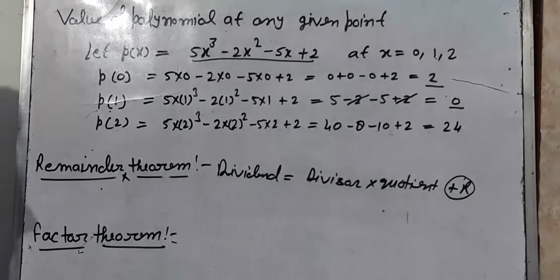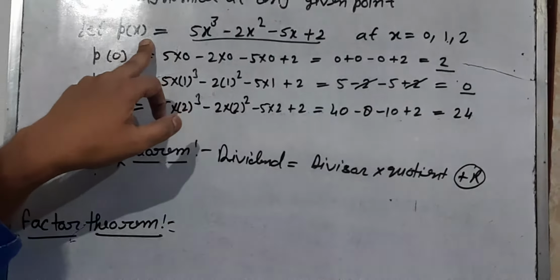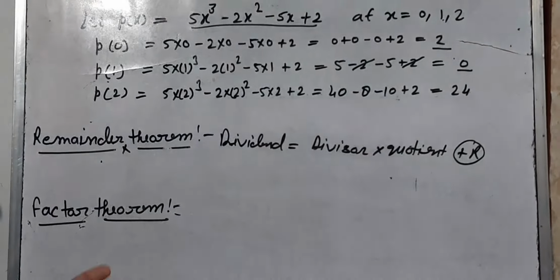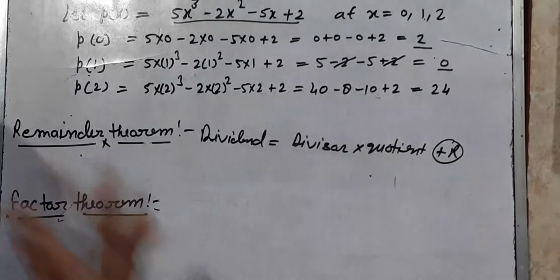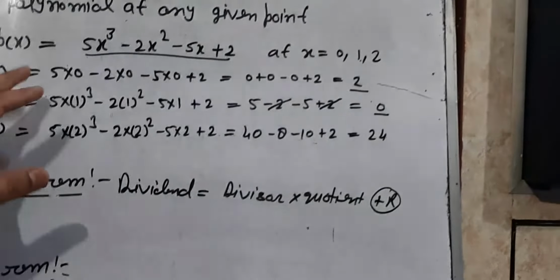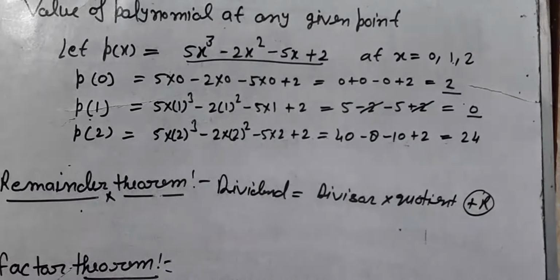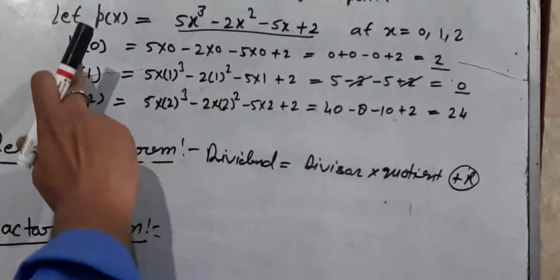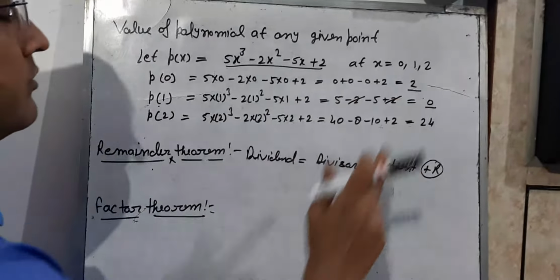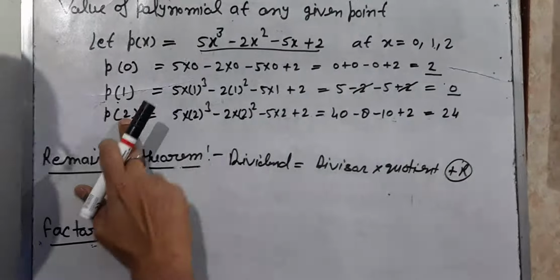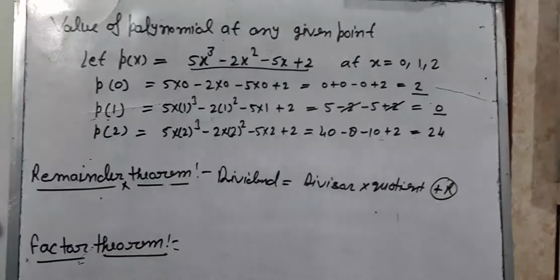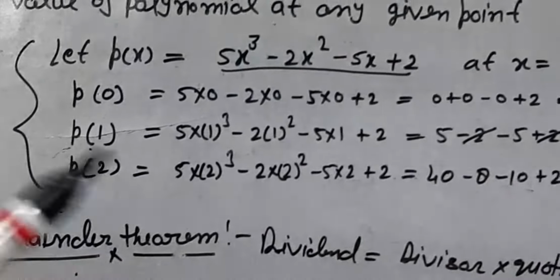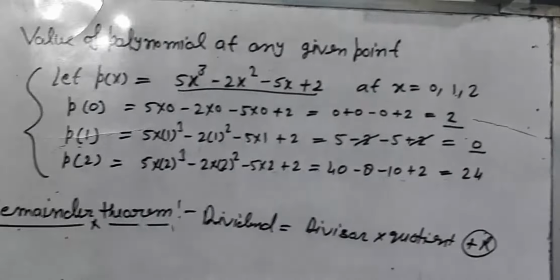We get three values of this polynomial at three different values of x. Now, observe, we reach some conclusion about these values. p(0) equal to 2, p(1) equal to 0, p(2) equal to 24. From this we reach two topics, remainder theorem and factor theorem.